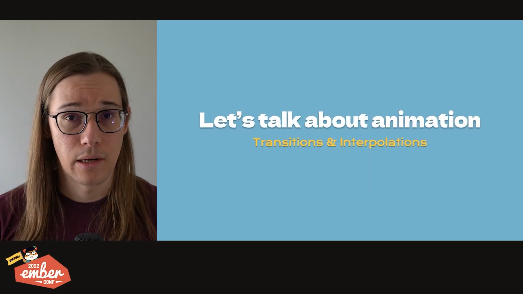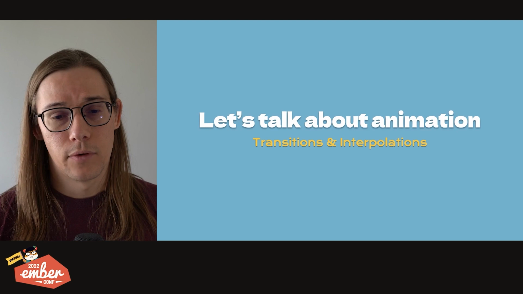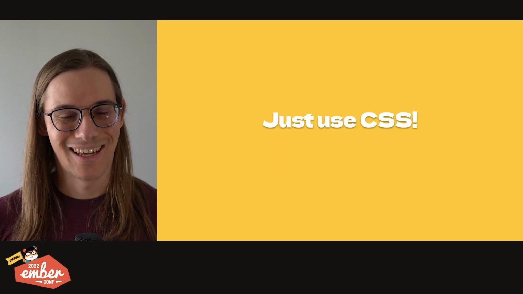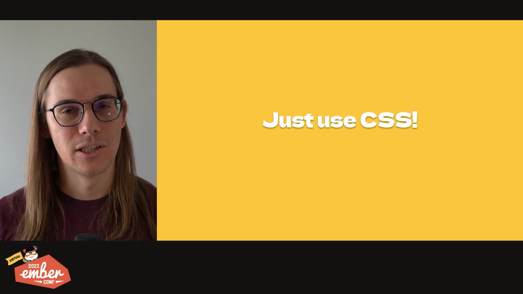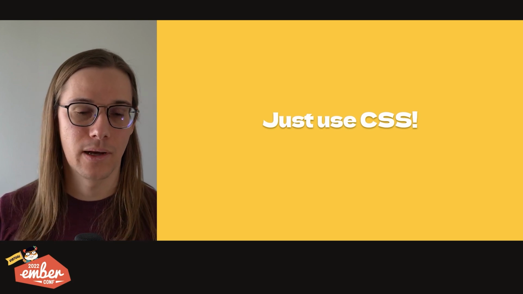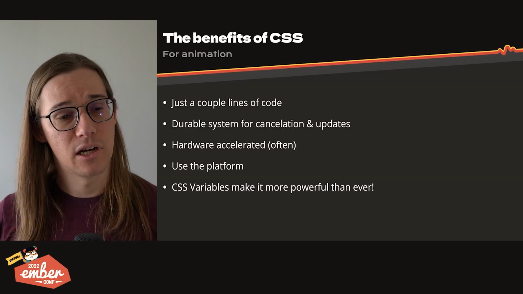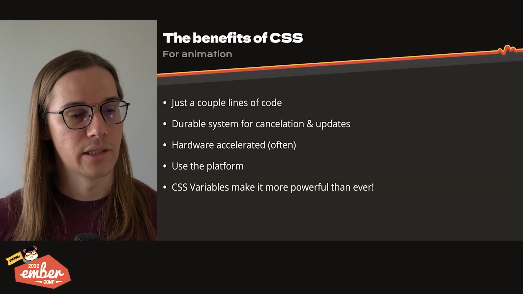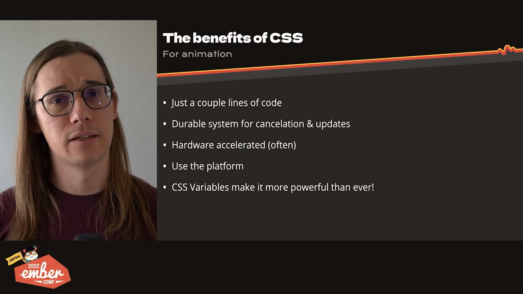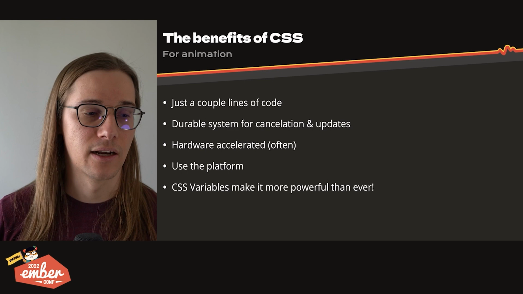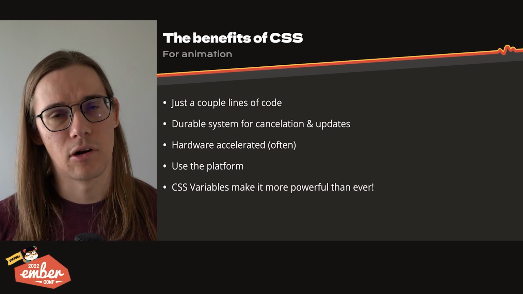Okay, now let's talk about animations. First off, in the year 2022, the golden rule is to just use CSS. If you're animating something on the web, just use CSS. There are lots of benefits here. First, with just a couple lines of code, you can have a really smooth animation. Also, the transition system within CSS is super durable, resilient to cancellation and updating data. And oftentimes it's going to be hardware accelerated.